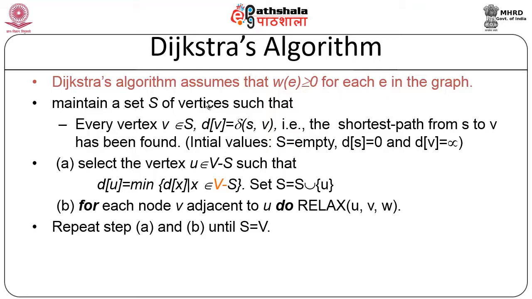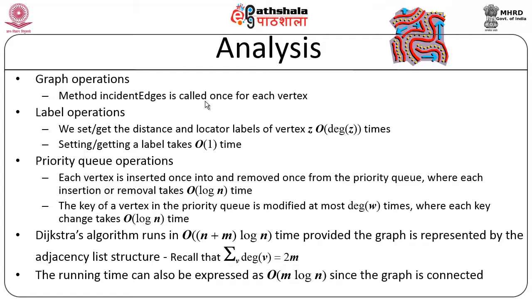For each node V adjacent to U, you have to do a relaxation, that is, relax(U, V, W), where W is the weight. Then you repeat the steps until the set, originally starting empty, contains all the vertices.